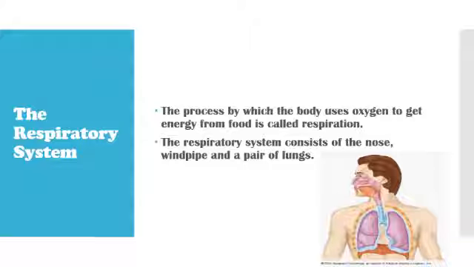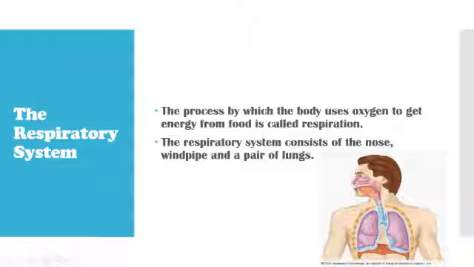From the nose, the air then goes to the windpipe. At the end of the windpipe, there are two tubes. The tube on the left enters the left lung and the tube on the right enters the right lung. See the diagram, children.